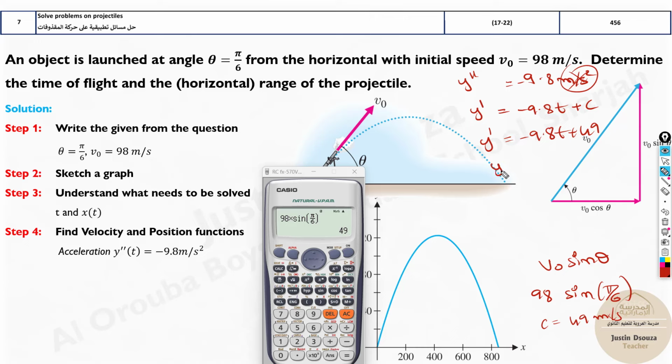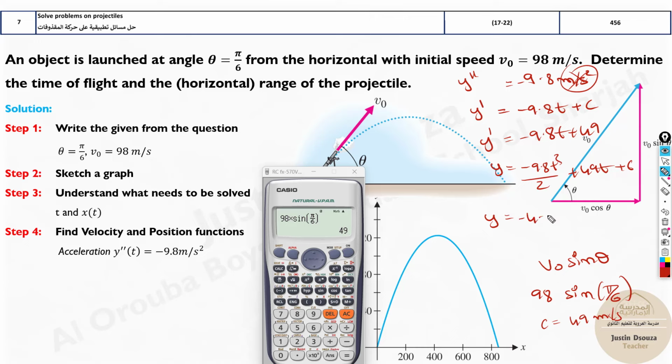Okay, the position is just y. That would be negative 9.8 t squared by 2 plus 49t plus c. Now, is there anything given about the vertical position or height? Nothing, right? So c is 0. So you can ignore that directly, okay? You can substitute and solve, but it'll just take time, and we have done it in the lesson explanations. So now just remember, if nothing is given, just take it as 0.